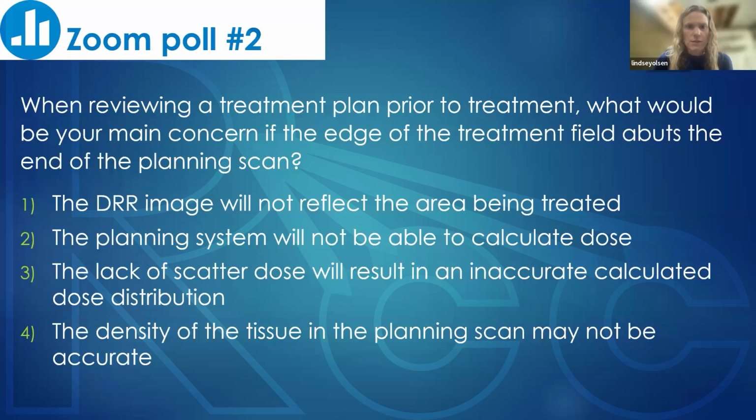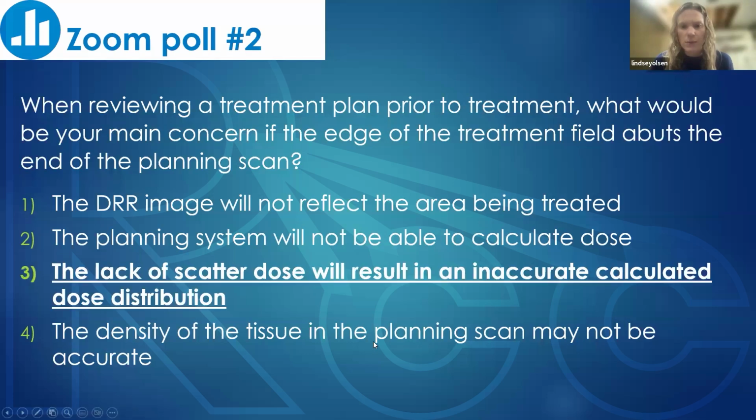and share the results. And it looks like 51% of people chose answer number 3. The lack of scatter dose will result in an inaccurate calculated dose distribution. Fantastic. So like we said before, if the scan ends prematurely, everything that would be underneath that scan, at least in the example we showed, or above it, if it was cut off too far superiorly, would be treated like air. So there's going to be an inaccurate accounting for the scatter at the edge of the field.